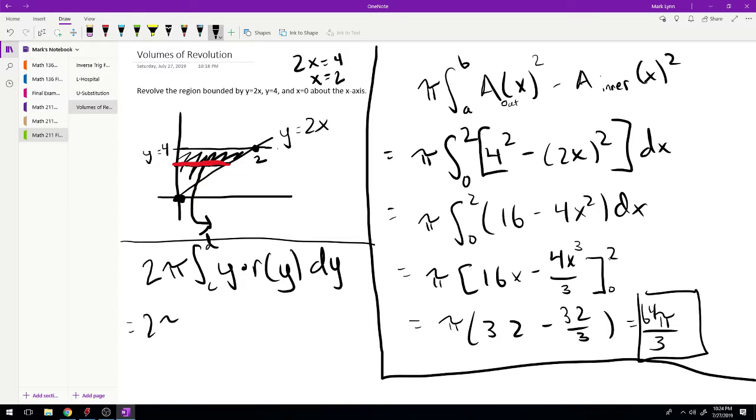So plugging some stuff in now. The integral from c to d, those are just going to be our y bounds now. Our y value here would be 0. This 2 was our x bound. We'd have to plug that back into the equation to get y equals 4. That would be our y bound.